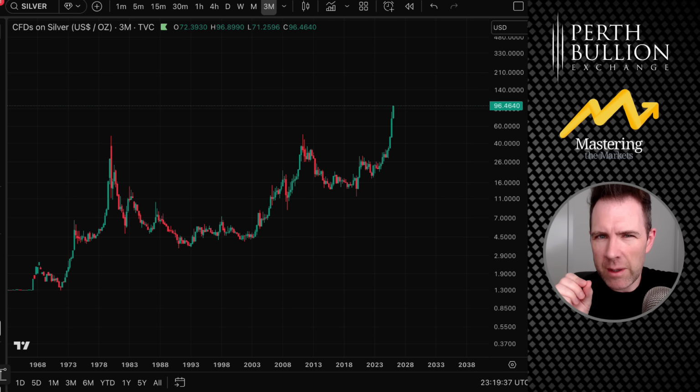Here is silver on the quarterly time frame. Each candle is 3 months worth of time. This goes all the way back to the early 60s. $96.50 right now. We're making brand new all-time highs. So a lot of people go, this is the top. Is this the top for the huge silver run?